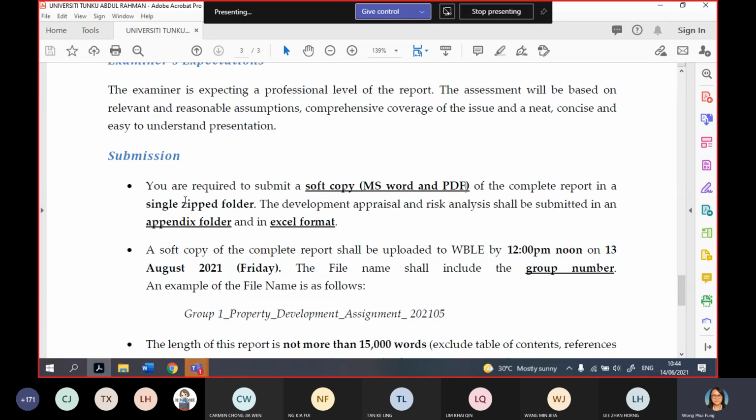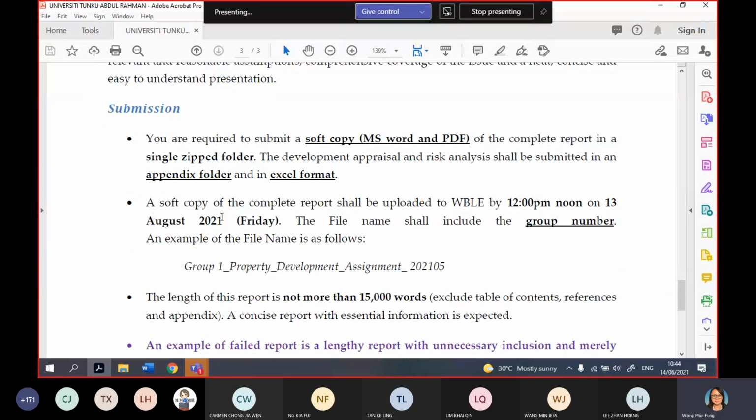The zip folder also needs to include the Excel, which I mentioned just now, the appraisal and also the risk analysis. So the soft copy of the report has to be uploaded to Webeler. This is the deadline, August 13, Friday. The file name should include the group number. How are you going to know your group number? You refer to the Excel.